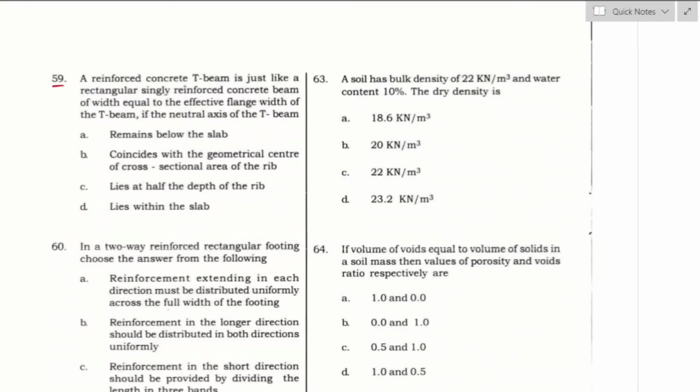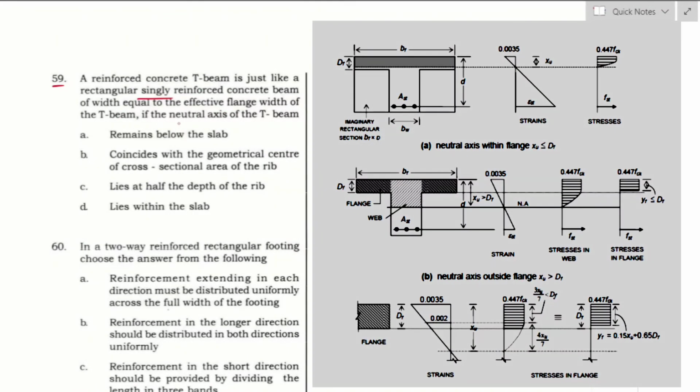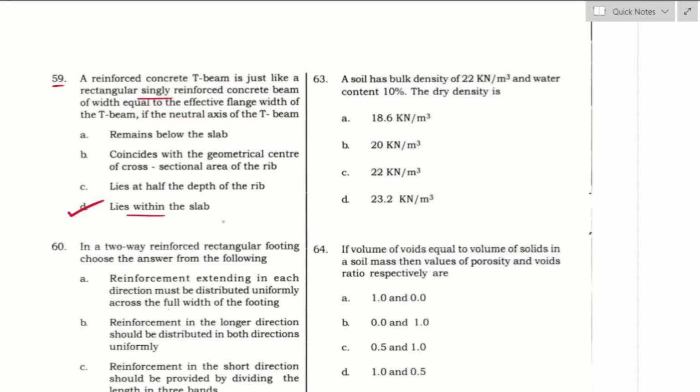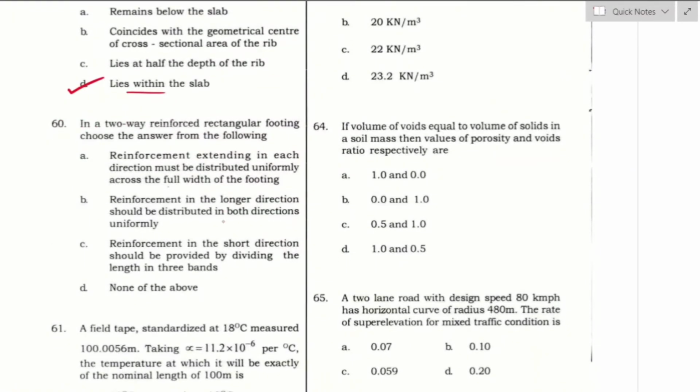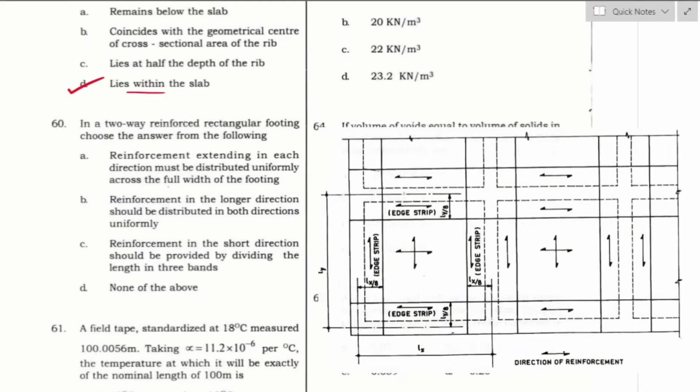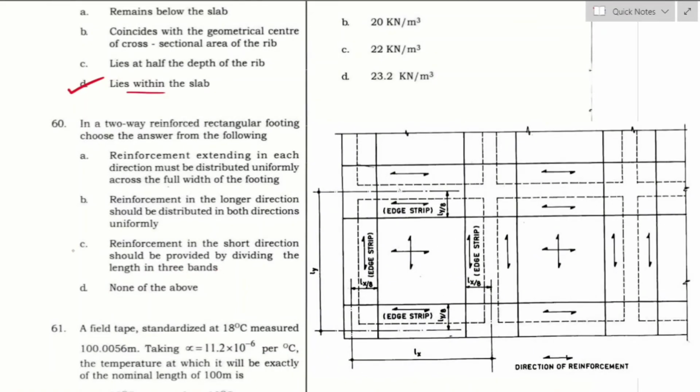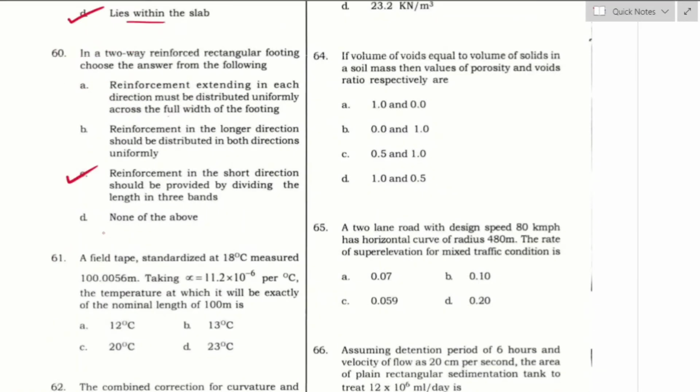Question number 59. A reinforced concrete T-beam is just like a rectangular singly reinforced concrete beam of width equal to effective flange width of the T-beam if the neutral axis of the T-beam lies within the slab. Option D is the right answer. Question number 60. In a two-way reinforced rectangular footing, choose the answer from the following. Reinforcement in the short direction should be provided by dividing the length in 3 bands. Option C is the right answer.